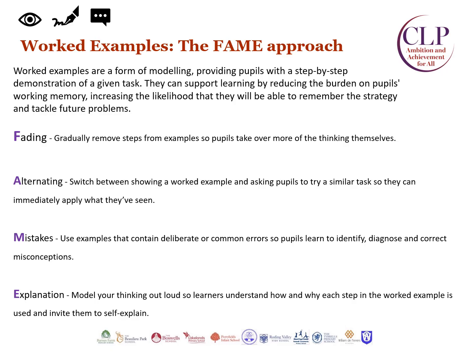The first is fading, so gradually removing steps from your examples so that pupils can take over more of the thinking themselves. The next is alternating, so that's switching between a worked example and asking pupils to try a similar task so they can immediately apply what they've seen. The third method is mistakes, so using examples that contain deliberate or common errors so that pupils can learn to identify, diagnose, and correct misconceptions.